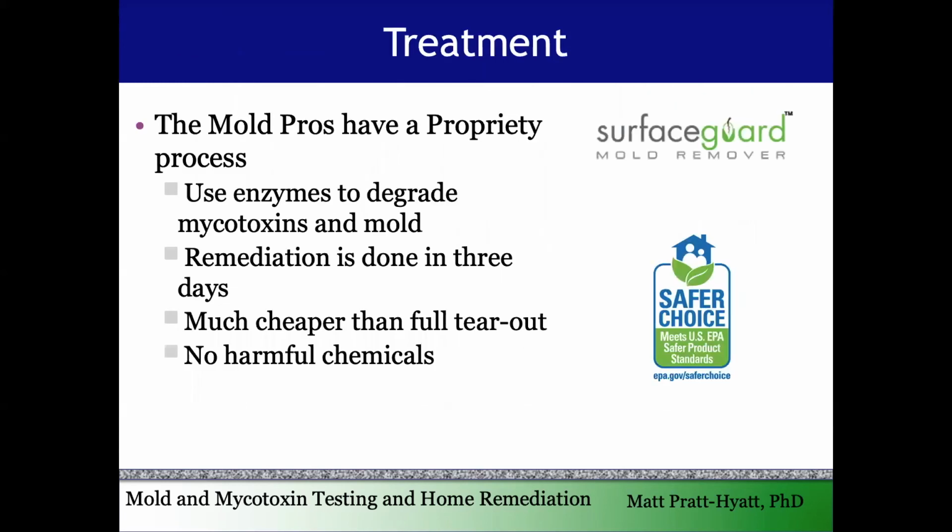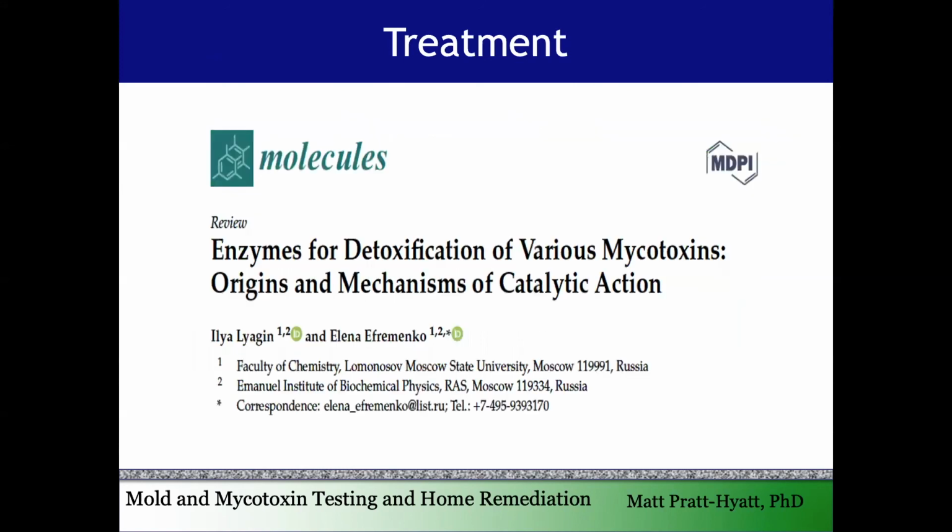Okay, so proprietary treatment here. The Mold Pros have two different products that they utilize. One's called Surface Guard, and the other one is called Air Guard. Both of these are enzymatic ways of degrading mycotoxins. And the remediation is done in only 3 days. It's much cheaper than a full tear out, and they don't use any harmful chemicals, which is really important. A lot of the remediators out there are going to use very harmful chemicals, which will stay inside your furniture or inside the home for a very long time, and I don't recommend that.